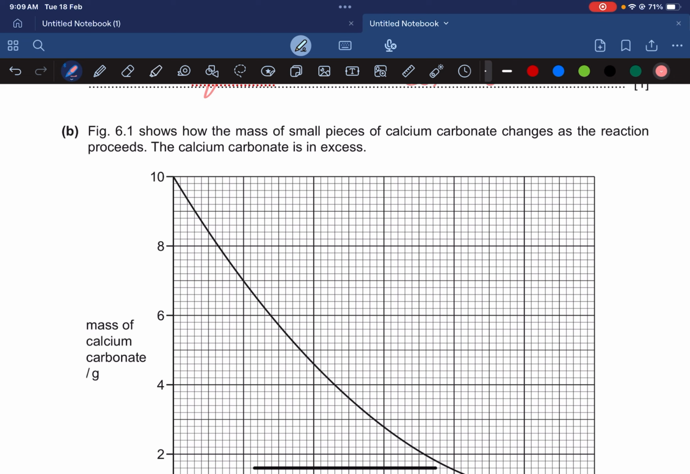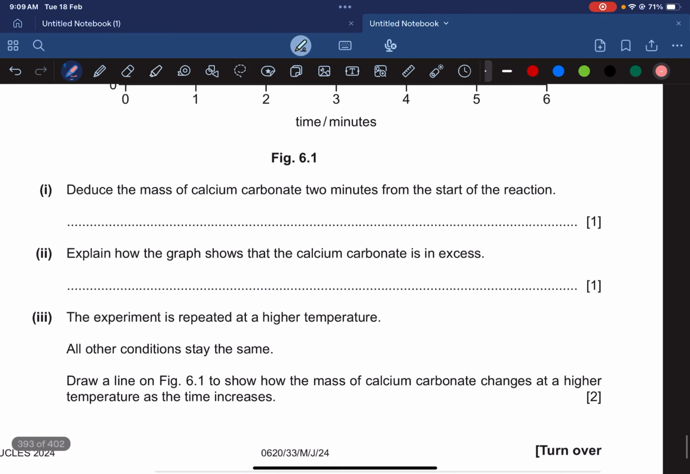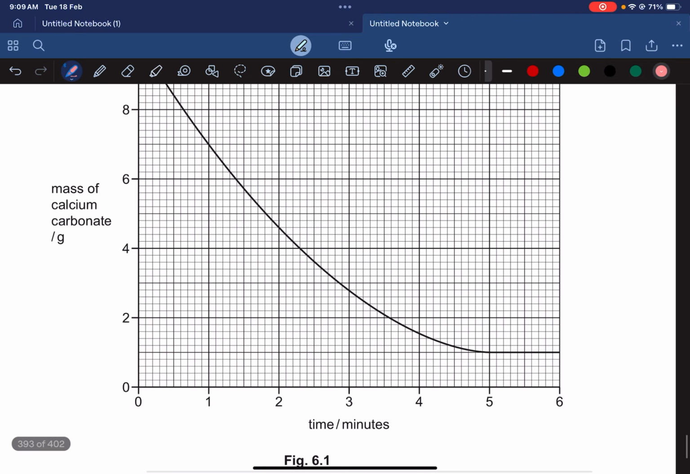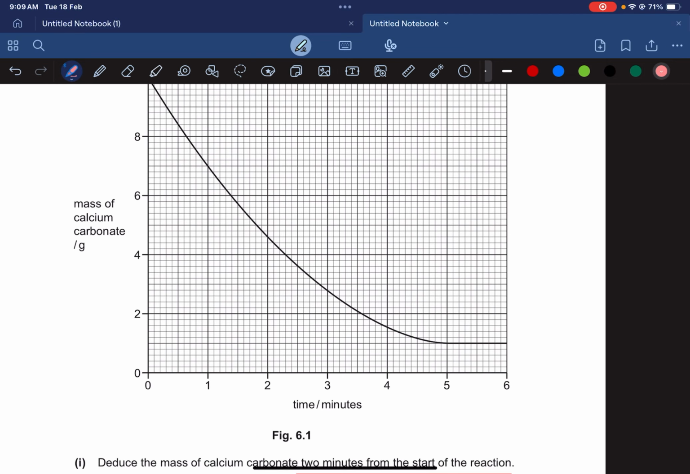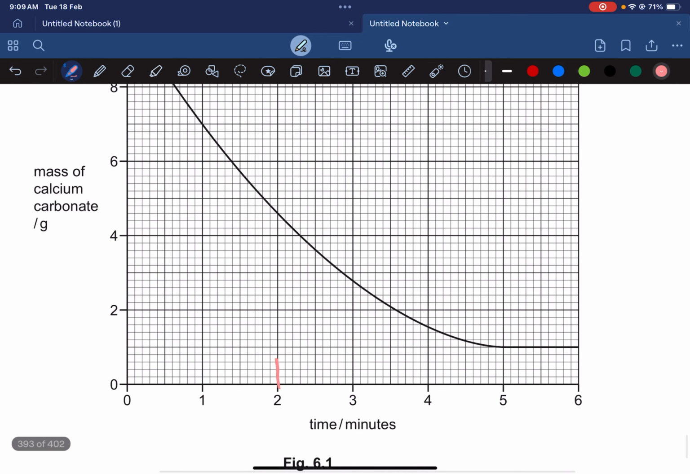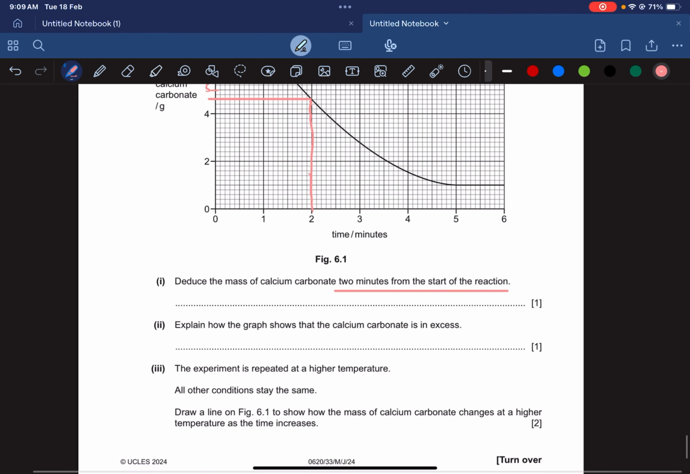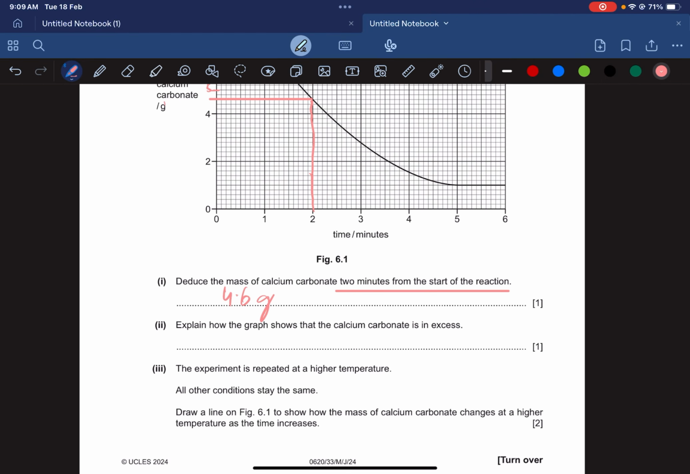Okay, figure 6.1 shows how the mass of small pieces of calcium carbonate changes as the reaction proceeds. The calcium carbonate is in excess. Determine the mass of calcium carbonate 2 minutes from the start of the reaction. Draw a straight line at 2 minutes. Okay, this right here is 5, so it's going to be 4.12, 4.3456. So it's 4.6 grams. Grams I got from here.